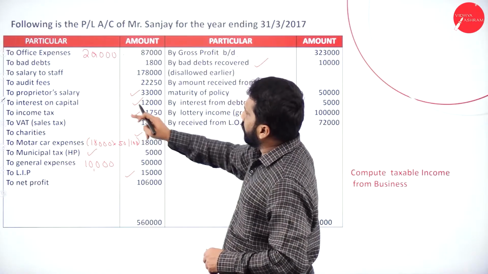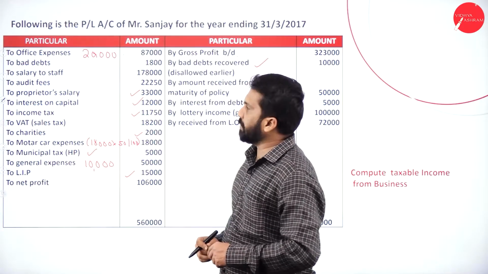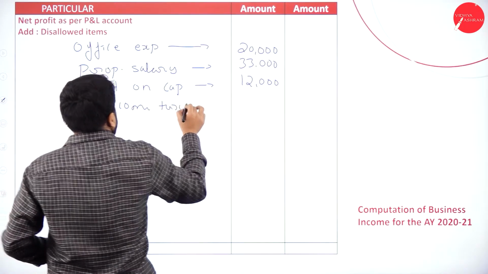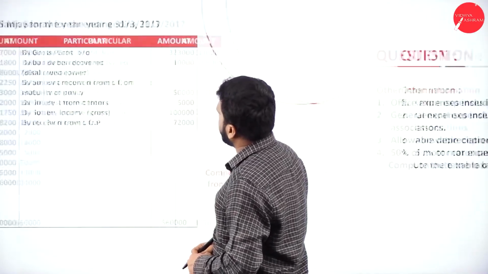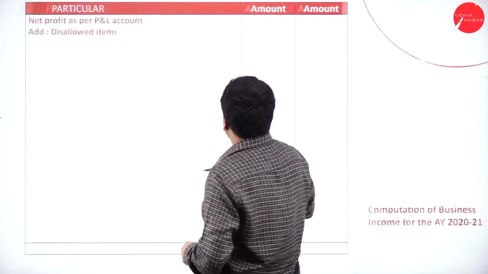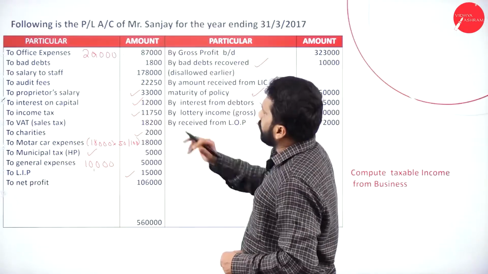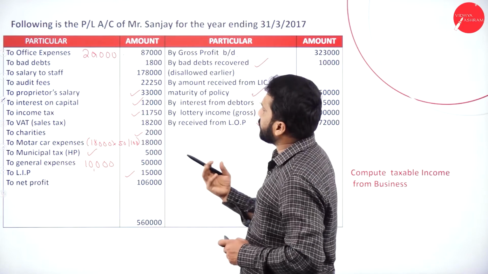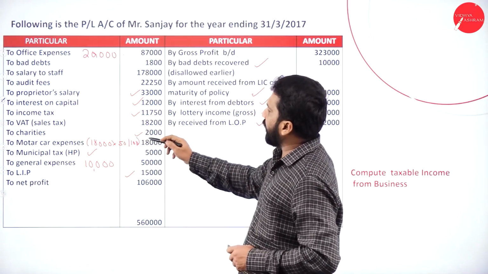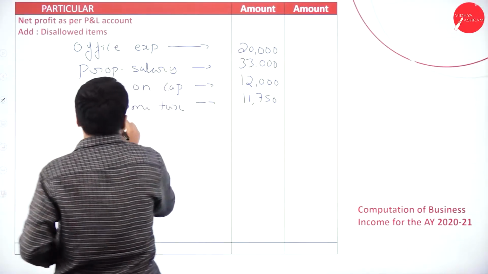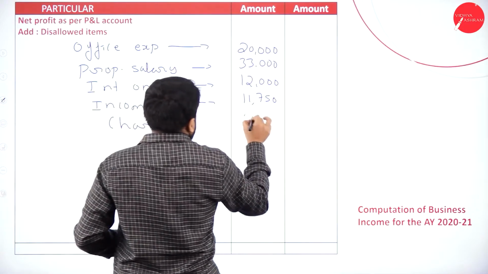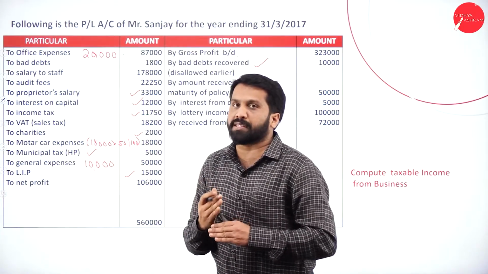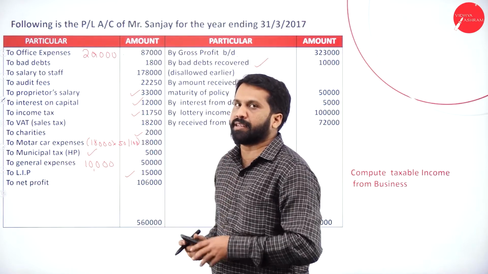Next, after this, we have income tax, 11,750. I'll check it again. 11,750. Then we have VAT. It is a part of the business. Remember, VAT or anything like VAT or any sales tax are part of the business. Then charity, it is 2,000. After this, we have motor car expenses, only 50%.